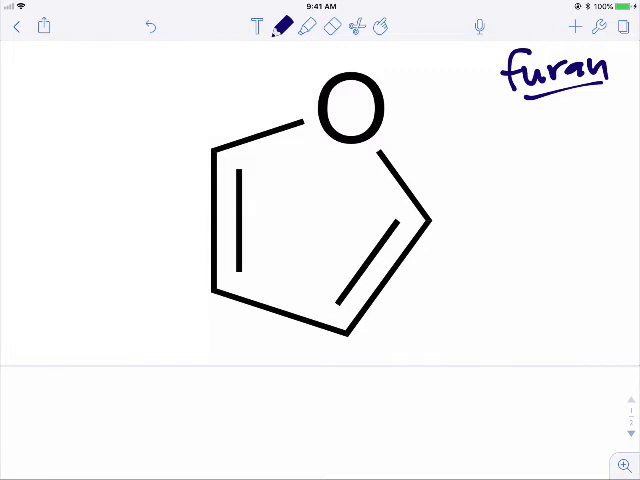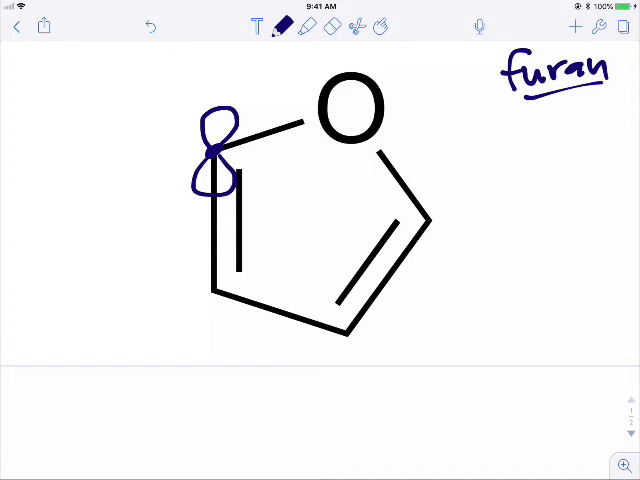Let's start on the left. The carbon right there is sp2 hybridized. It's got 3 atoms connected to it: we've got the oxygen, we've got the other carbon, and we've got a hydrogen right there. So it should be sp2 hybridized. If it's sp2 hybridized, that means it's got a p orbital, so I'm going to draw the p orbital in there.